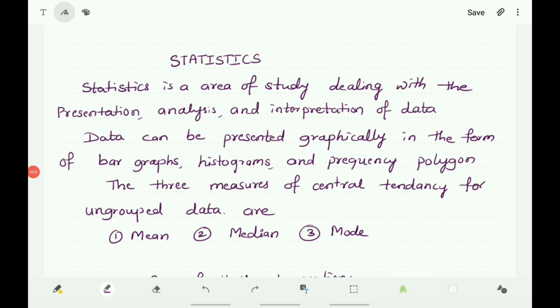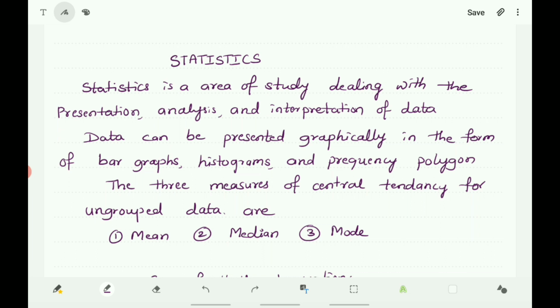Let us revise the statistics. What is statistics? It is an area of study dealing with the presentation, analysis and interpretation of data. What is data? Data is facts or figures collected with a definite purpose. So, data is facts or figures collected with a definite purpose, and statistics is an area of study dealing with the presentation, analysis and interpretation of the data. And you know the method of presenting the data graphically in the form of bar graphs, histograms and frequency polygon.